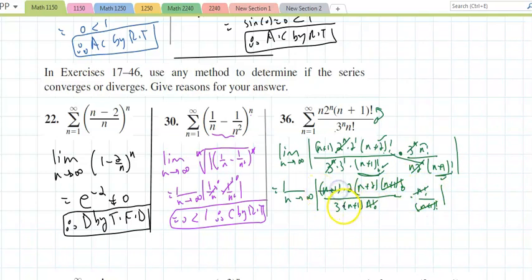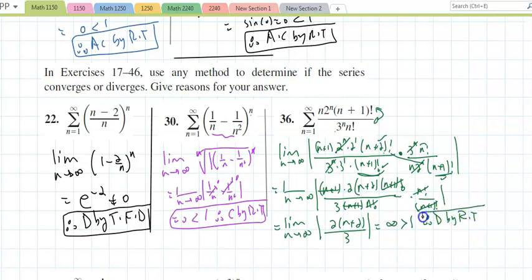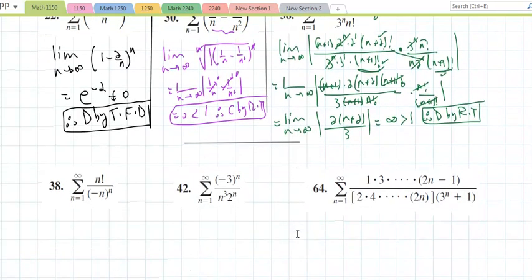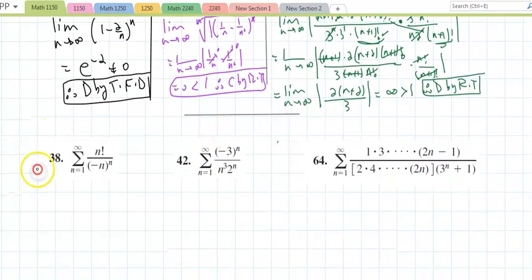Do you see that this cancels with this as well? Out of this whole mess, I'm left with the limit as n approaches infinity of the absolute value. The top happens to have a 2 into n plus 2 over 3. Isn't that limit infinity, which is bigger than 1? Therefore, diverge by the ratio test. And that's how it works. It's fairly simple to use, the same over and over. I have 3 more to go.